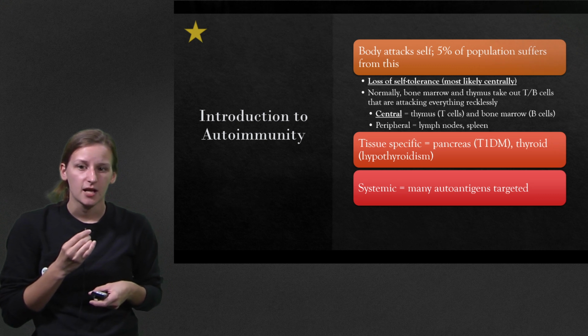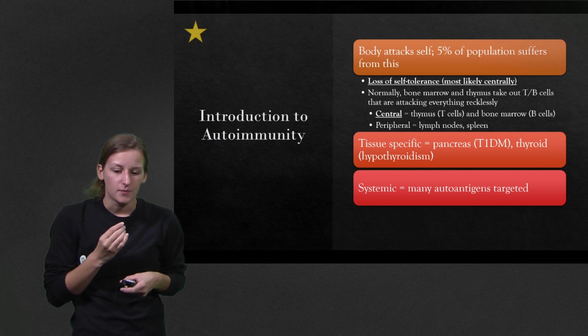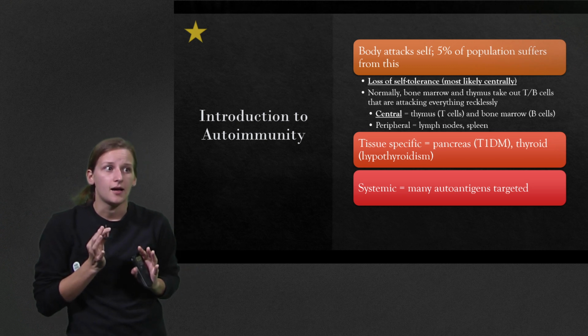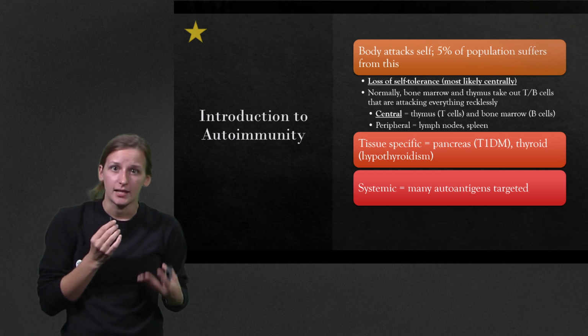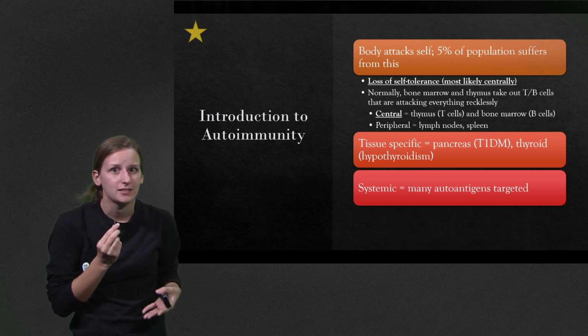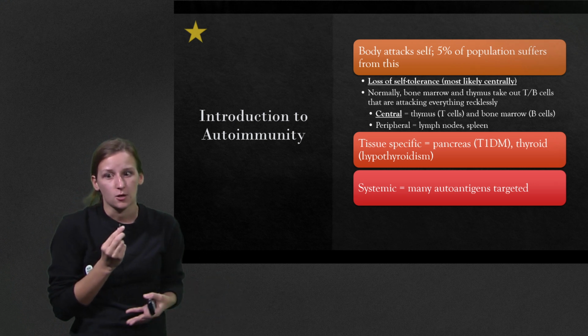Self-tolerance is where, if you produce lymphocytes that for some reason start being very broad and attacking anything and not being very specific, your body will try to deplete them and not let them multiply. But if you lose that self-tolerance, now you can have super active B cells and T cells that attack whatever they want, and that is what causes autoimmunity.